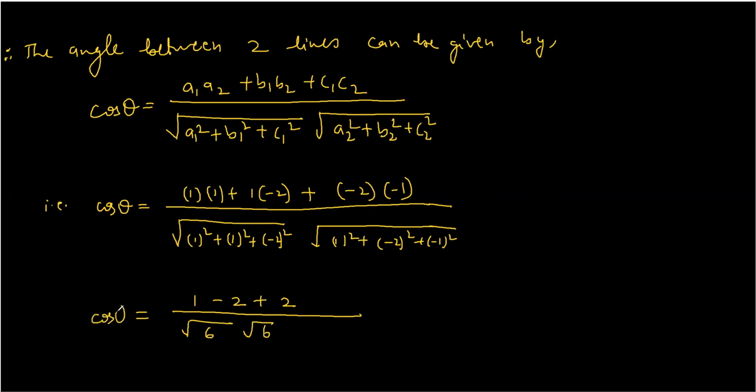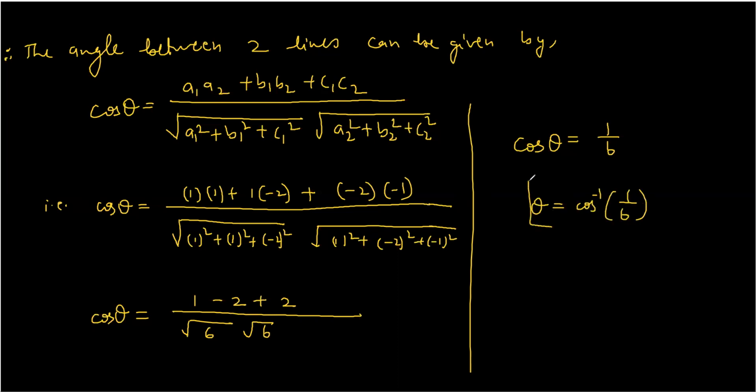So cos theta is equal to 1 over 6. So theta is cos inverse of 1 over 6. This is the angle between two lines. Okay, the answer given behind in the textbook is wrong, so do not worry about that. What we have done is correct.